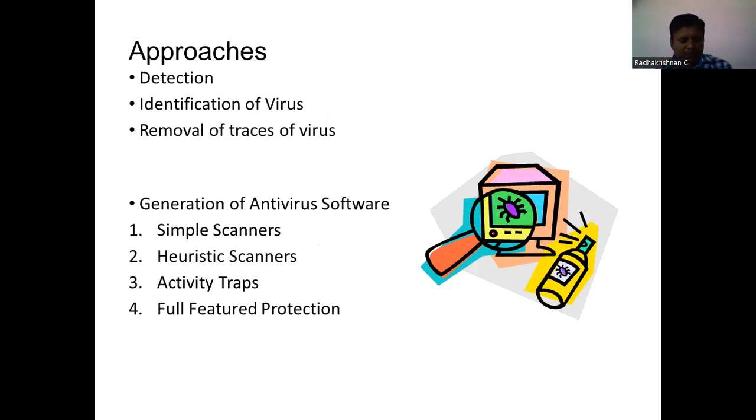And what are the approaches you perform in antivirus? First one, detection. Second one, identification of the virus. Third one, removal of traces of the virus. So there are 4 generations of antivirus software. First generation is simple scanner. Second generation is heuristic scanner. Third generation is activity traps, and fourth generation is full featured protection.